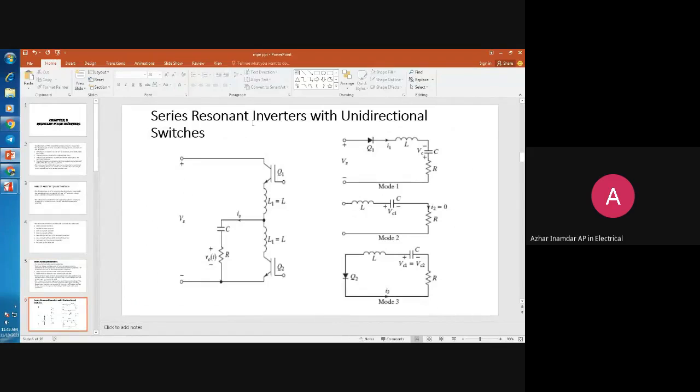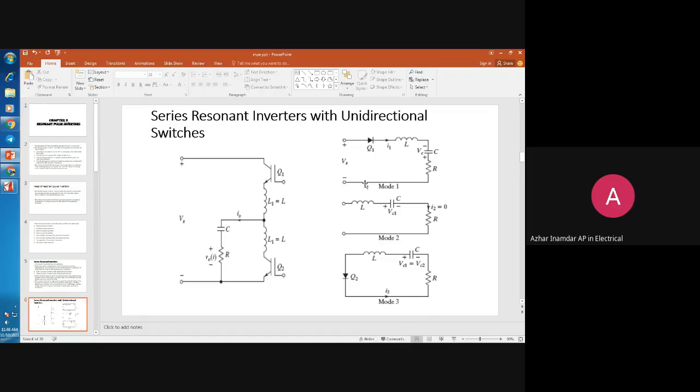So, series resonant inverter with unidirectional switches. We are using IGBT as a unidirectional switch. Q1 and Q2 are two IGBTs having gate supply. These are the inductors. These are the RC coupled devices, the coupled circuit. It has three modes, in which the first mode is related to Q1, the second is relevant to both Q1 and Q2 off, and the third is relevant to Q2 on. We are going to study this in a deep manner.